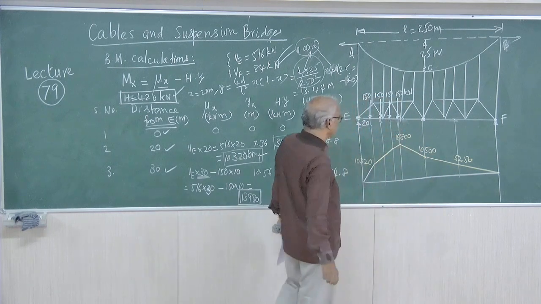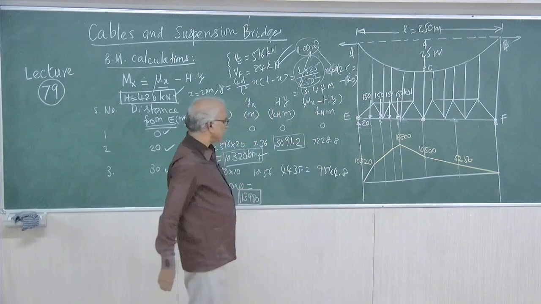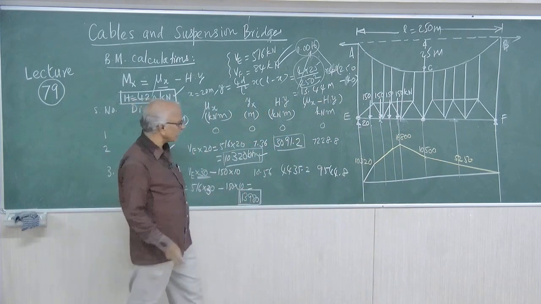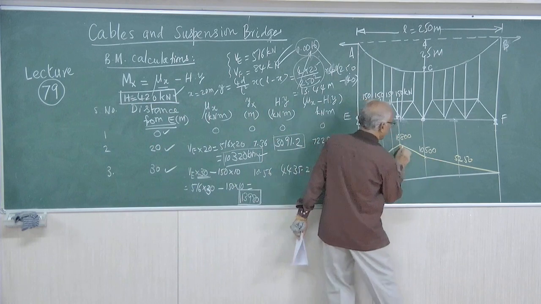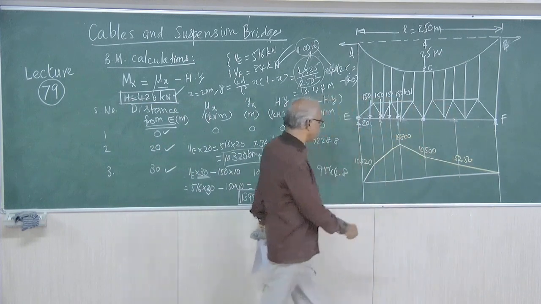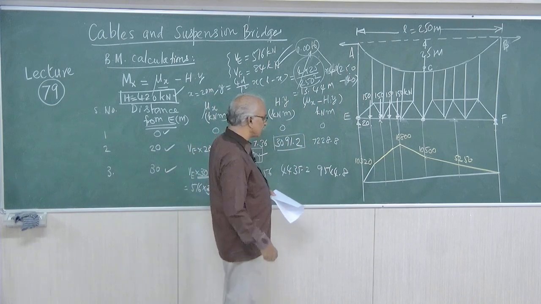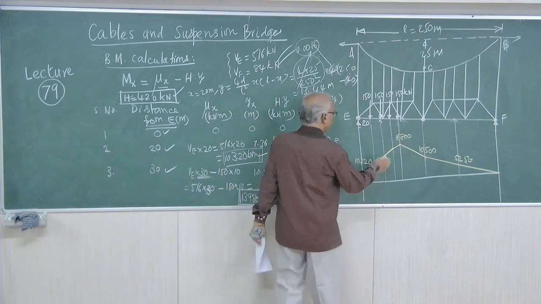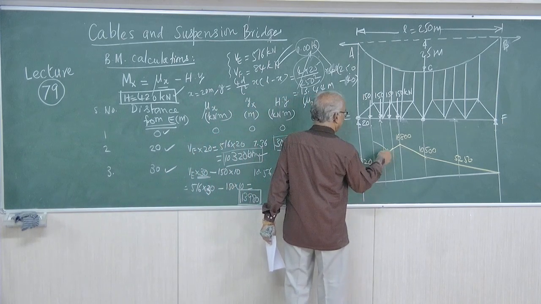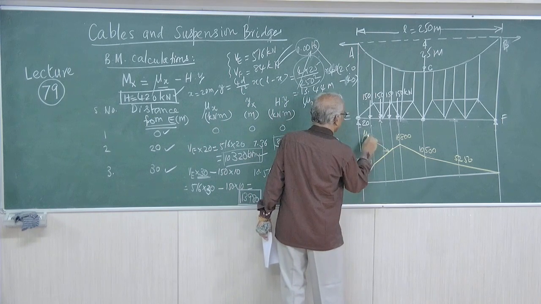10,500, and it will be a continuous straight line. Anyway, you just have to know the ordinates. That is about the Mu diagram. This is the Mu diagram.